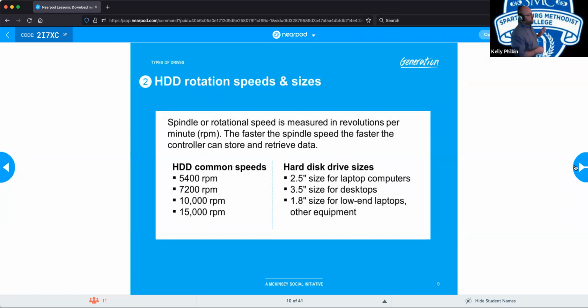Also, overall size for hard drives, how big they are. Standard size for desktops, 3.5 inches. That is your standard hard drive size for a desktop. Laptops, 2.5 is your most common, and then they can drop down to 1.8. But your typical sizes that you will come across are 3.5 and 2.5. Question is, can you put a laptop hard drive into a desktop?